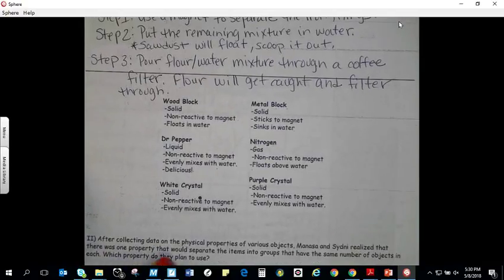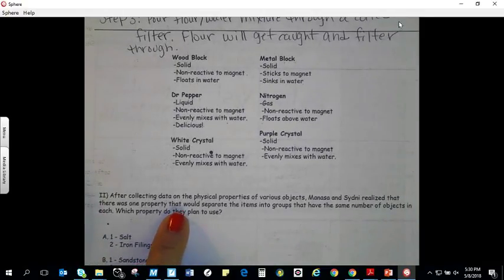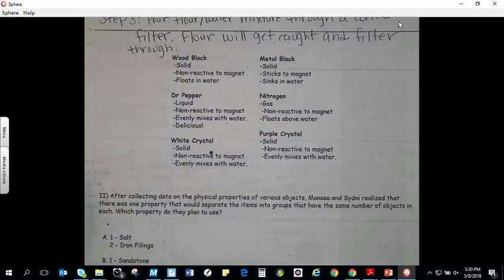after collecting the data on the physical properties of various objects, Manessa and Sidney realized that there was one property that would separate the items into groups that had the same number of objects in each. Which property do they plan to use?